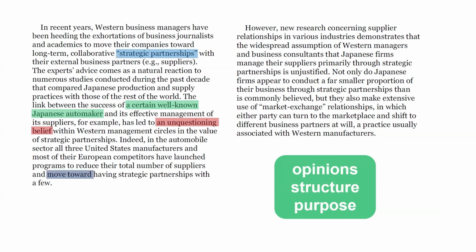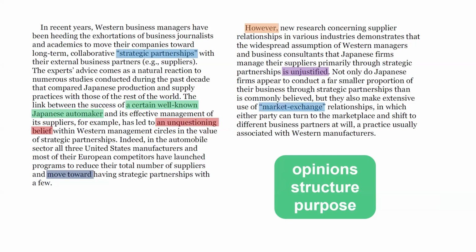Then we have a description of some kind of trend. And this word, however, is a very important one. It's a kind of signpost word that helps us navigate the structure of the passage. Here, it's showing that the second paragraph is going to have some kind of contrast to the first one. This phrase shows the author's opinion. It's a very important one to note.